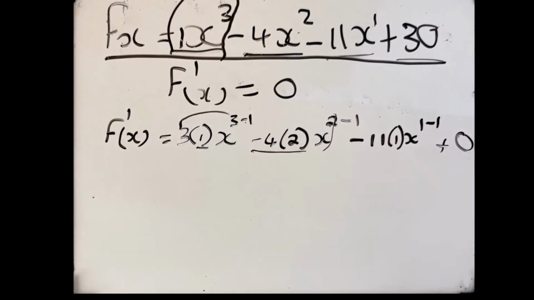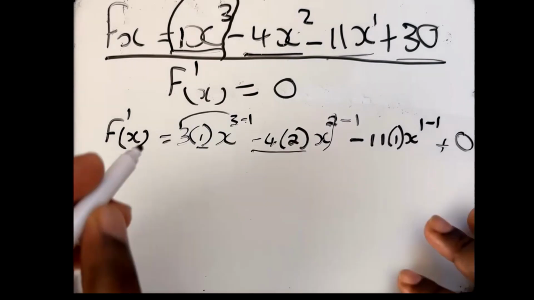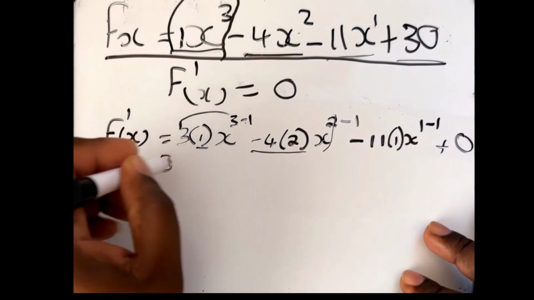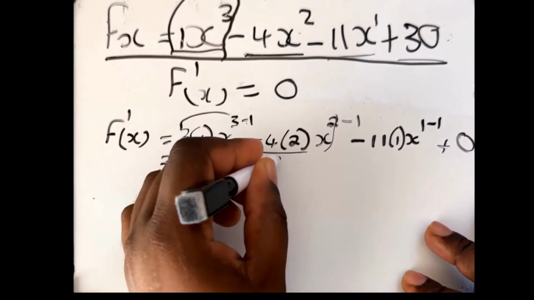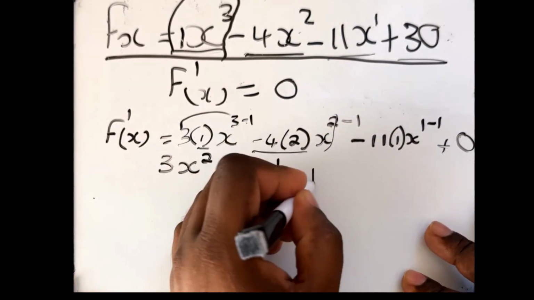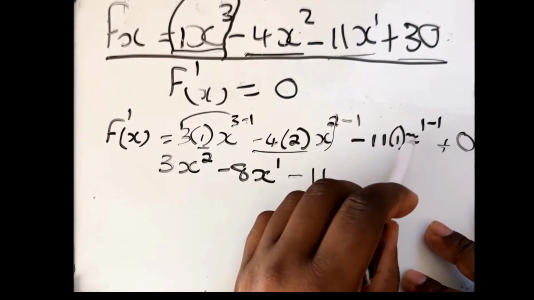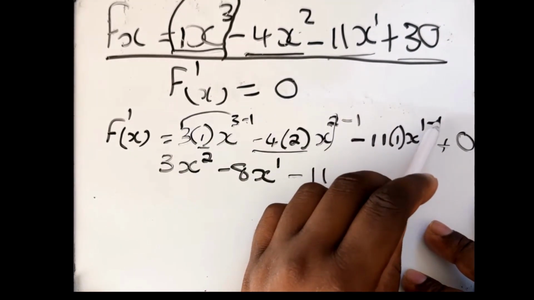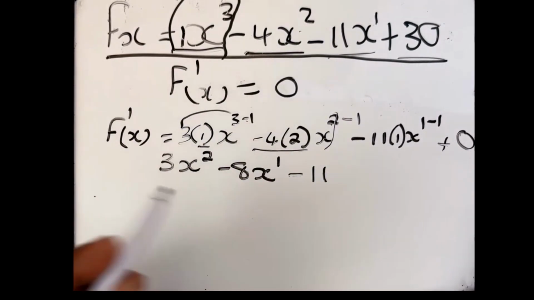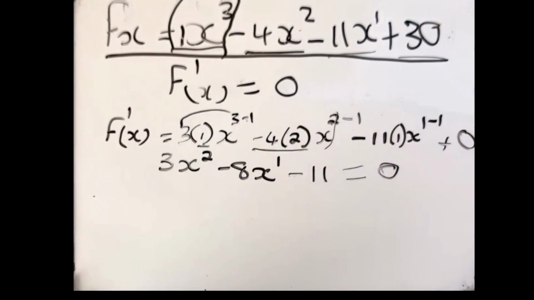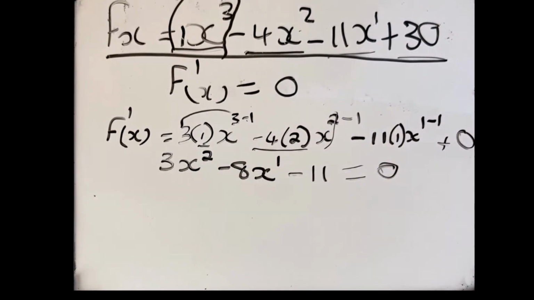Okay. Then now we simplify. When we simplify, we will have 3x to the power of 2 minus 8x to the power of 1 minus 11. Remember, this one will give us x to the power of 1 minus 1 is 0. Anything to the power of 0 is 1. Then this is our equation. And then they say our equation must be equal to 0.